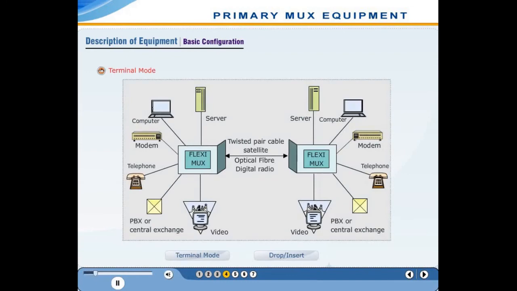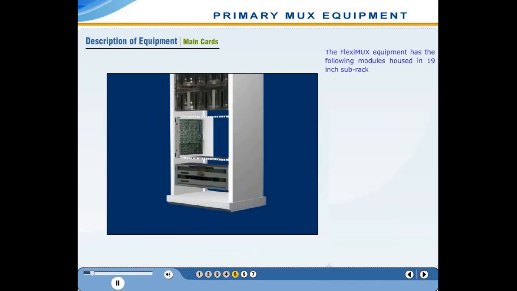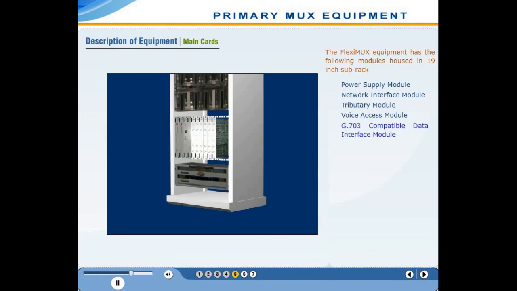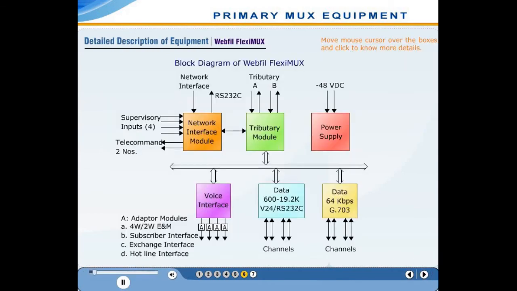Basic configuration in terminal mode for WebFill FlexiMUX is shown on screen. The basic configuration in drop-insert mode for WebFill FlexiMUX is shown on screen. The WebFill FlexiMUX equipment has the following modules housed in 19-inch sub-rack. These are power supply module, network interface module, tributary module, voice access module, G703 compatible data interface module, low speed data interface module. The block diagram of WebFill FlexiMUX is shown on the screen.